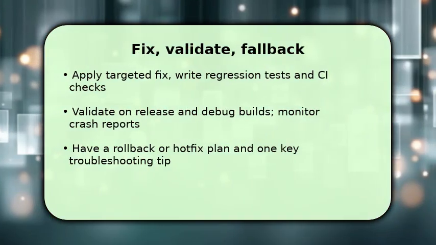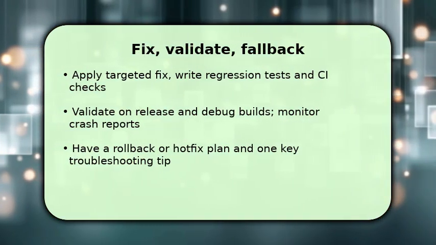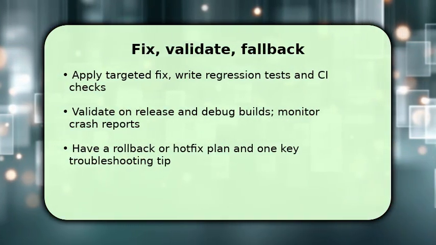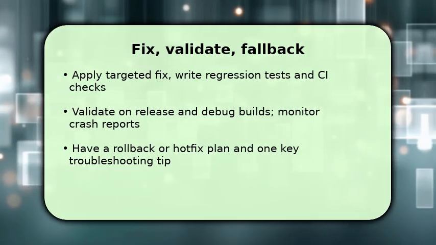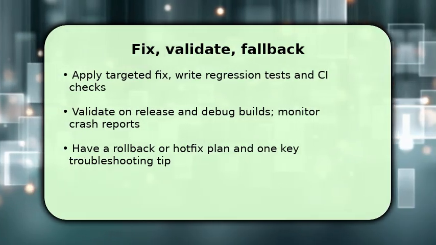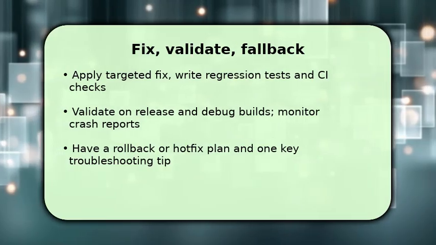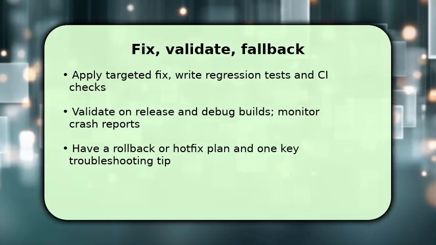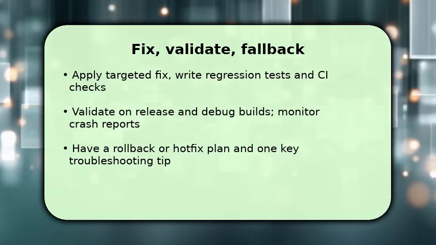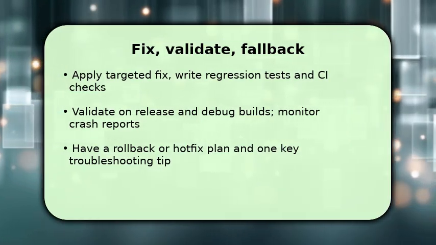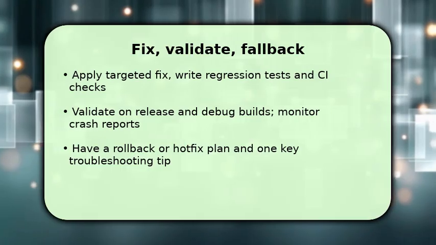You now implement a focused fix, change only what's necessary, and add unit/instrumentation tests that reproduce the failure to prevent regressions. Then validate on both debug and release builds and deploy to a staged rollout while monitoring crash analytics and user reports. If crashes persist, roll back or push a hotfix build quickly.